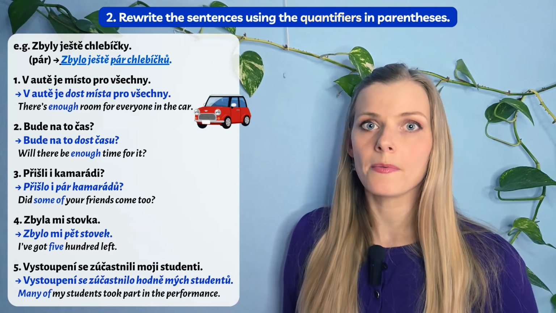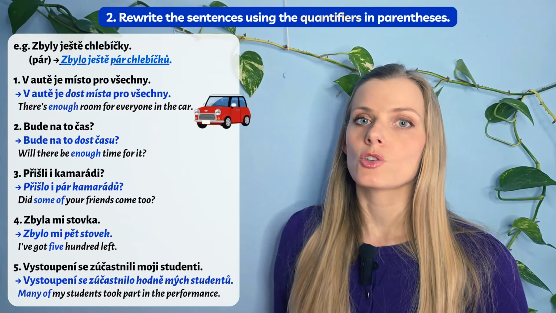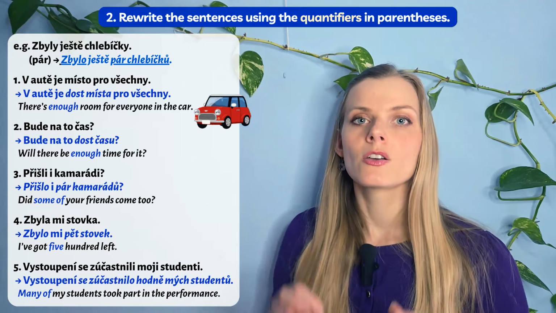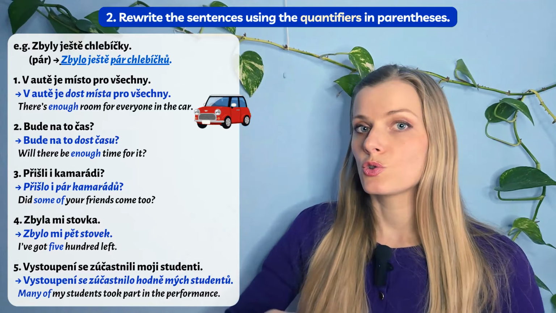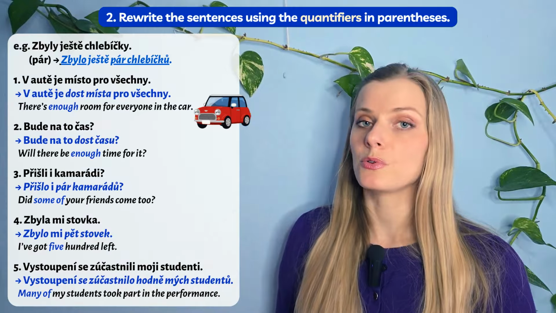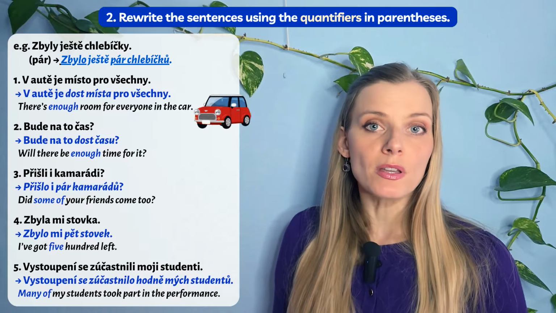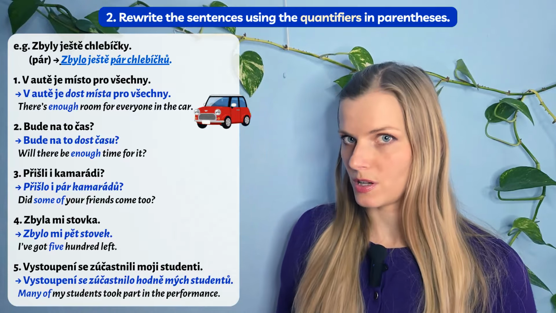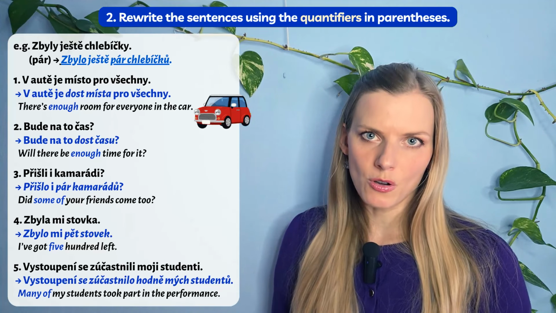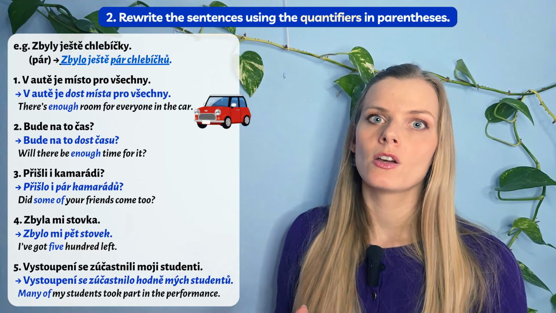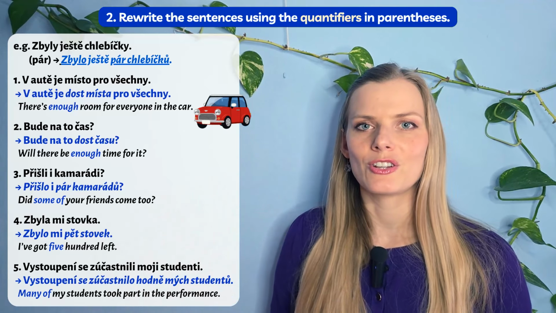Číslo 4. Zbyla mi 100, as in 100 bill. Zbyla mi 100, and we want to say 500s. Zbylo mi 500. 100 is an informal way of saying 100 bill. But the important thing is zbylo mi 500. A číslo 5. Vystoupení se zúčastnili moji studenti. That's a tough one. Vystoupení se zúčastnilo hodně mých studentů. We have to use mých studentů, both in the genitive plural.